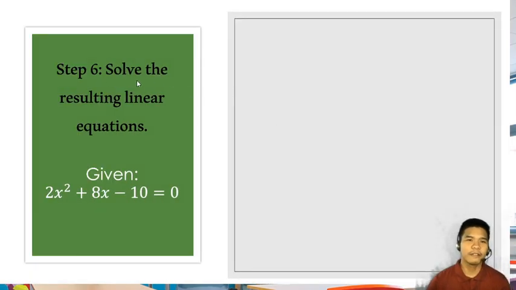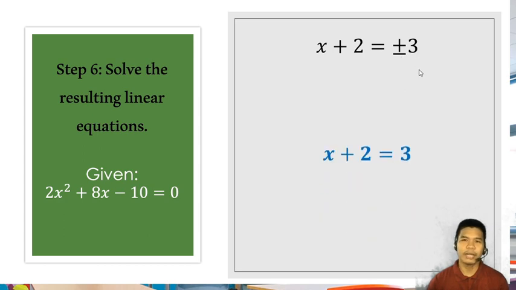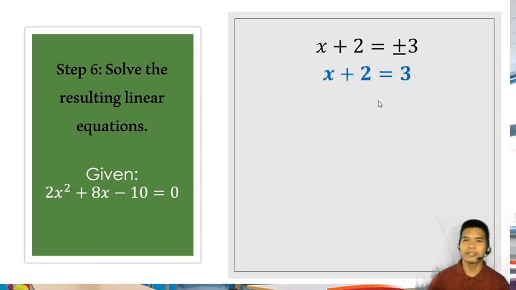So, step 6, solve the resulting linear equation. So, following this, x plus 2 equal to positive and negative 3. Ang una natin gagawin is yung x plus 2 equal to positive 3. Tapos, susundan ng x plus 2 equal to negative 3. So, may kakaroon tayong dalawang linear equation dyan. So, yung una is, gagamitin natin yung positive 3. So, that is x plus 2 equal to 3.